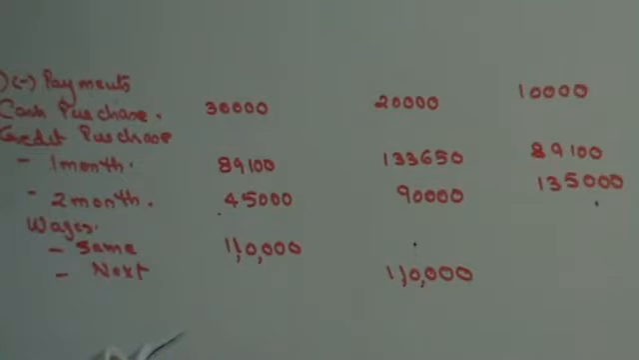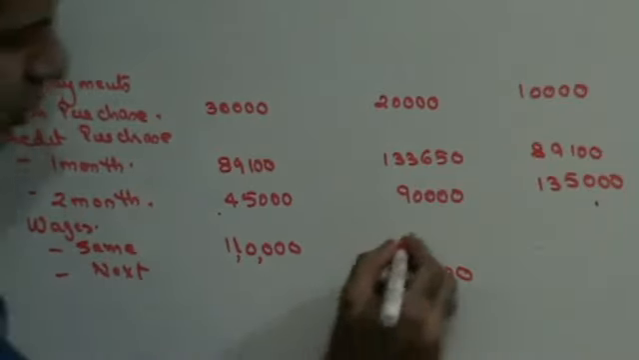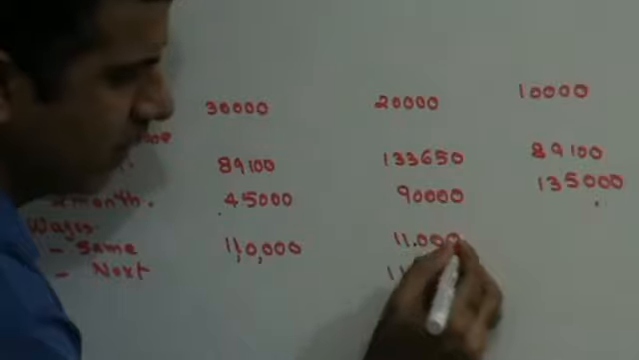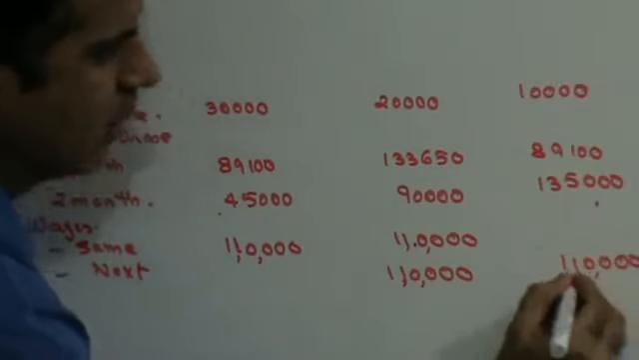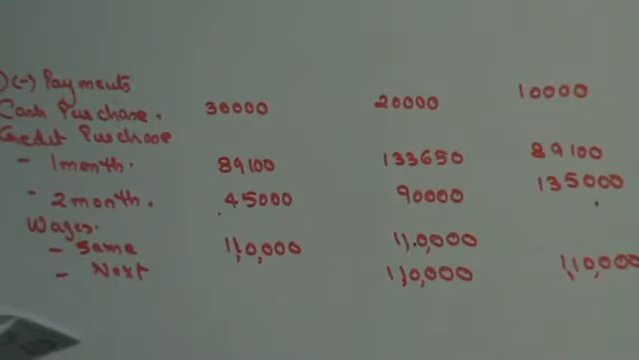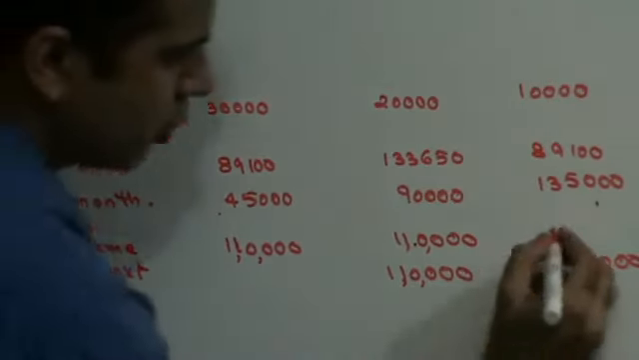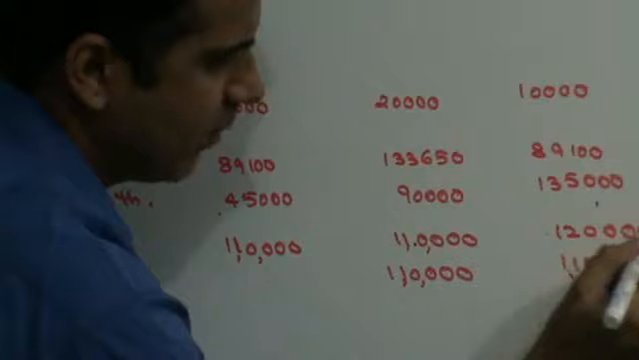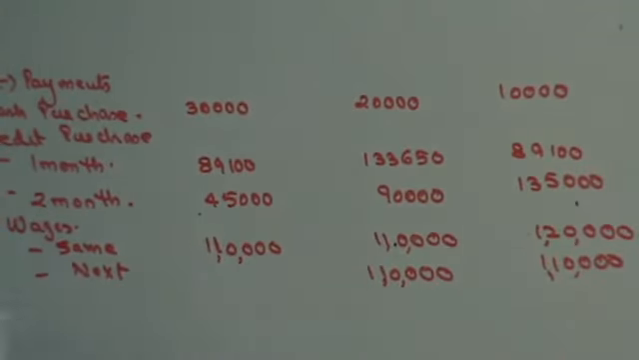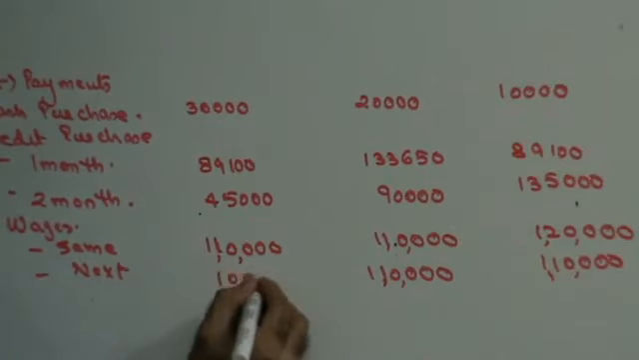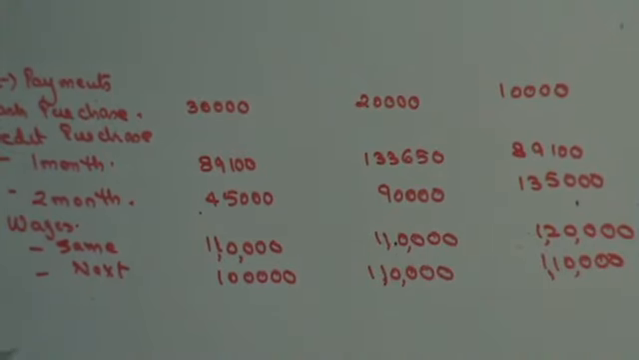Similarly, Feb is again 2,20,000. So 1,10,000 in the same month and 1,10,000 in the next month. Then March is 2,40,000. So 1,20,000 in the same month. Similarly, in the month of December, my wages was 2 lakhs. So 1 lakh I must have paid in December and 1 lakh I'll pay in Jan.